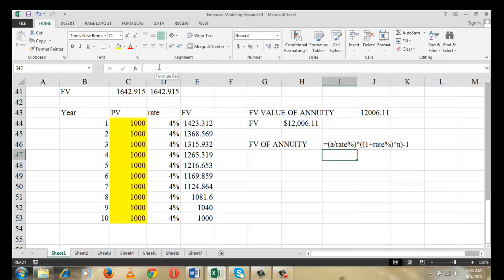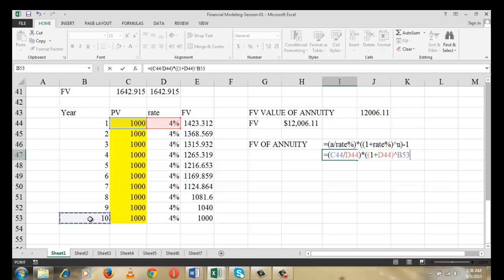So you can determine the future value of annuity. Your annuity was 1,000 rupees every month, what you're putting, and the rate of interest is 4%. Then press shift 8. Then 1 plus rate of interest, 4%, to the power 10 years, A divided by R, 1 plus R to the power n minus 1. Close this.